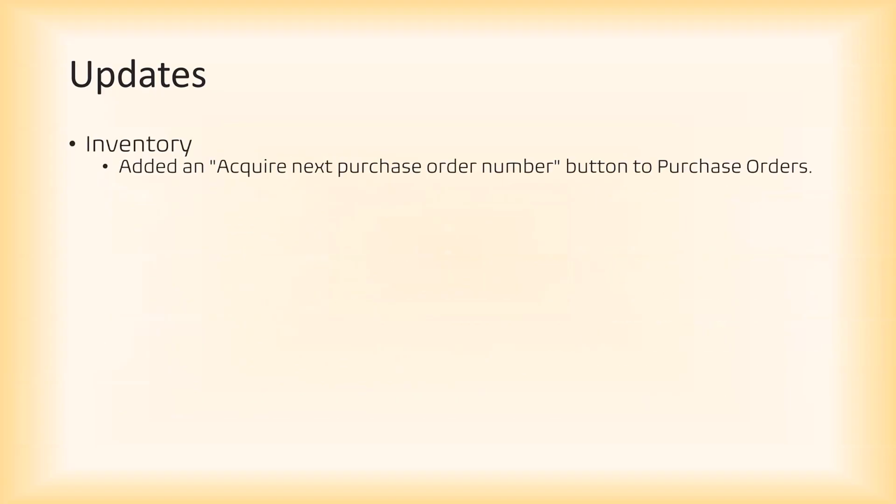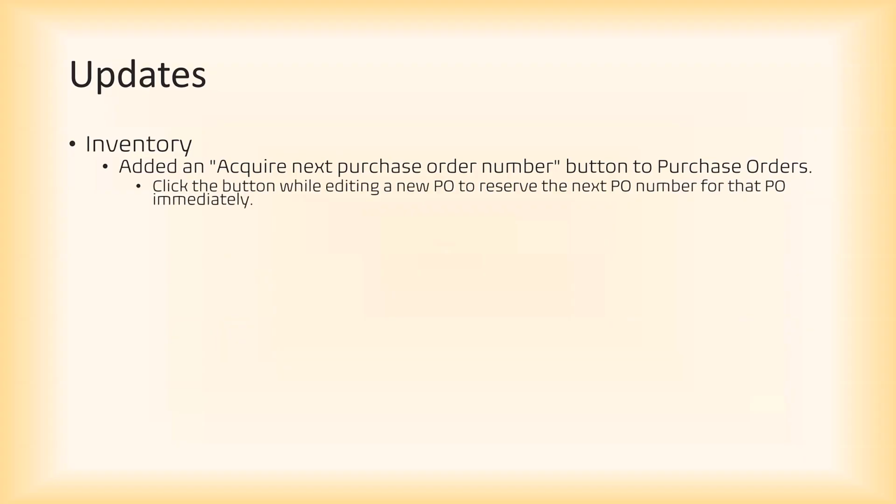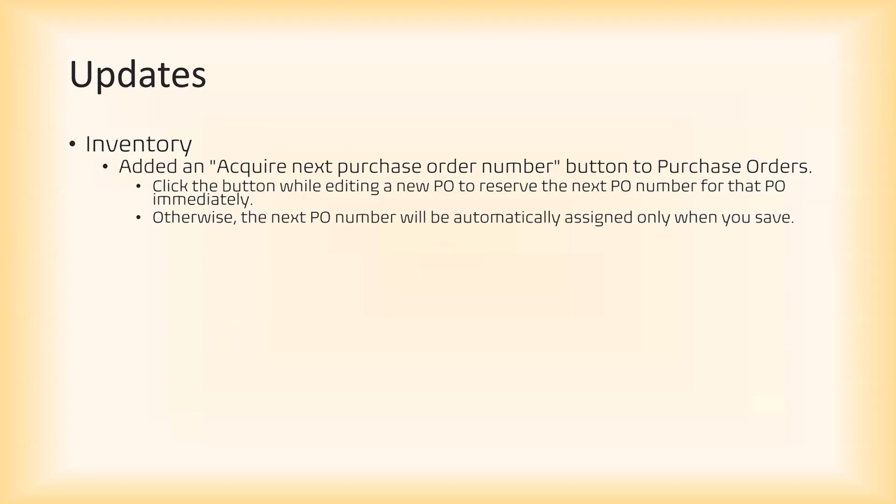In inventory, we added an acquire next purchase order number button to purchase orders. When you click on new, it doesn't automatically assign a purchase order number. But now you can click a button and it will assign the purchase order number it would have on save. So you don't have to save it or fill it out to get a purchase order number. You can click the button while editing a new PO to reserve the next PO number for that purchase order. Otherwise, it'll work as it has been. It will be assigned automatically when you save.